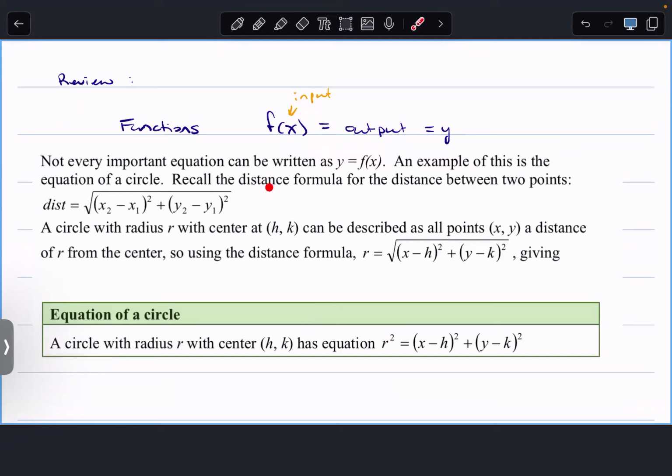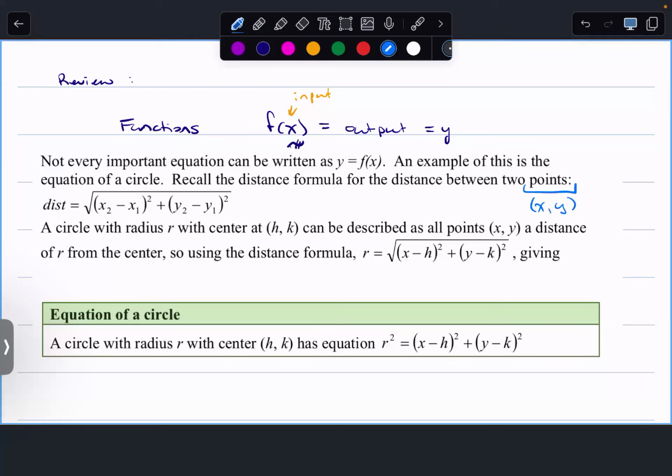So what we said, I guess that's the end of our review, because this is new. We didn't talk about the distance between 2 points, but we can find the distance between any 2 points. Now a point, or a coordinate, has the form x, y, right? And if I have 2 points, I'm going to use subscripts. So point 1 is at x1, y1, and point 2 is at x2, y2.